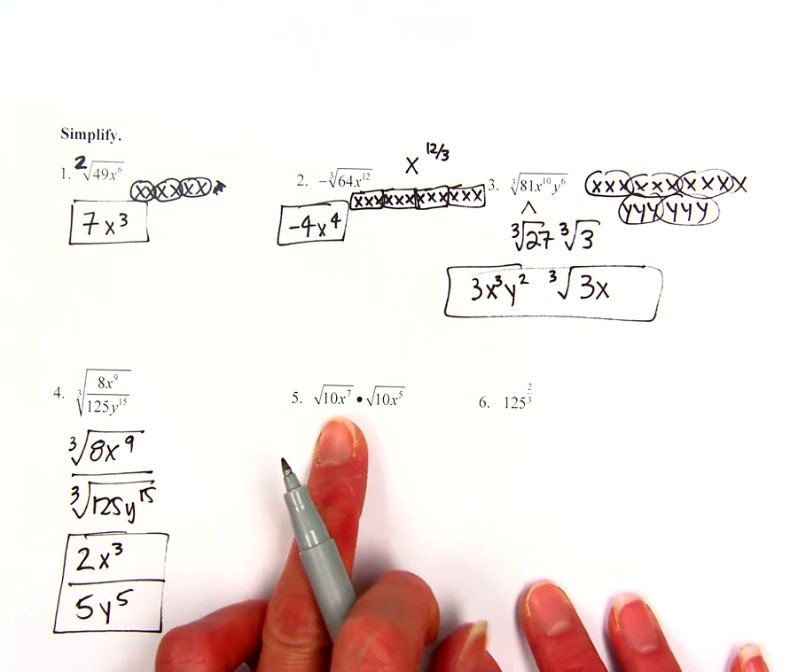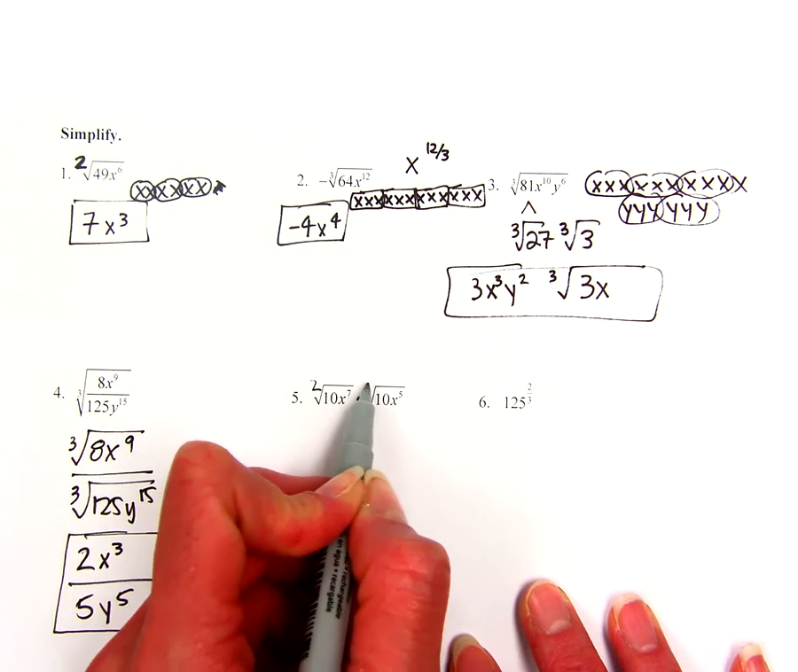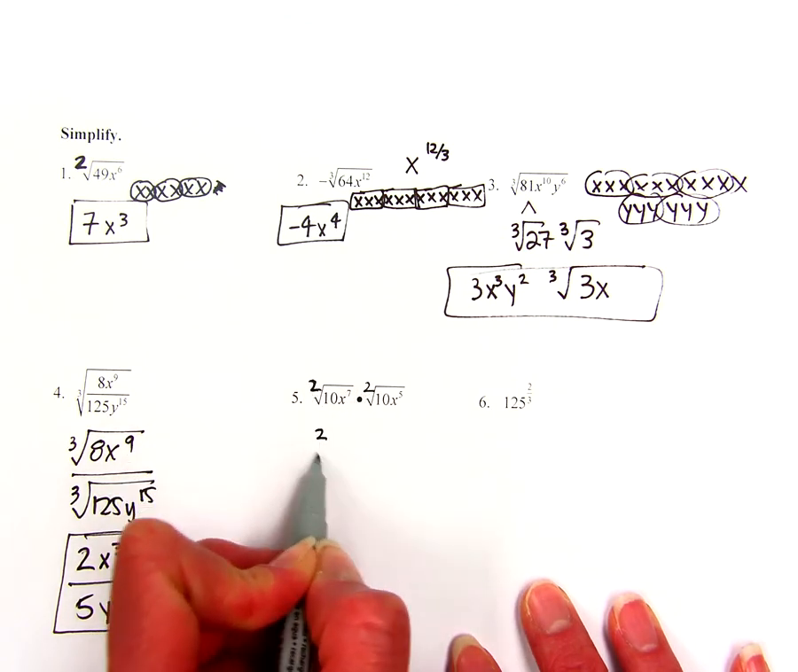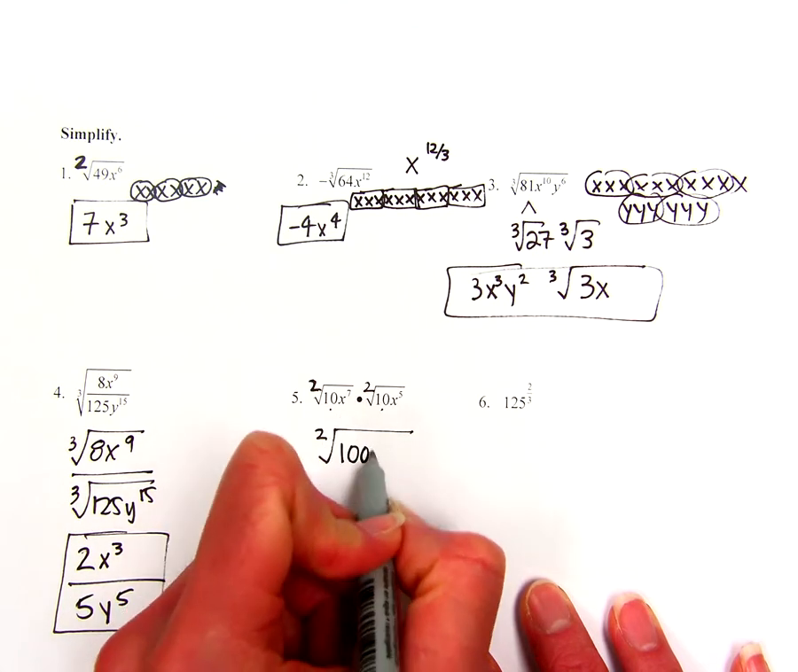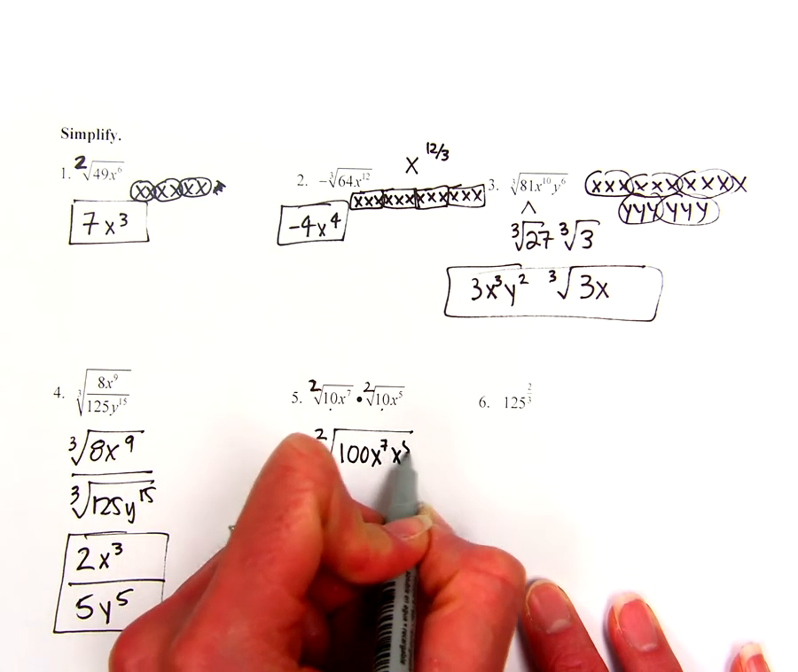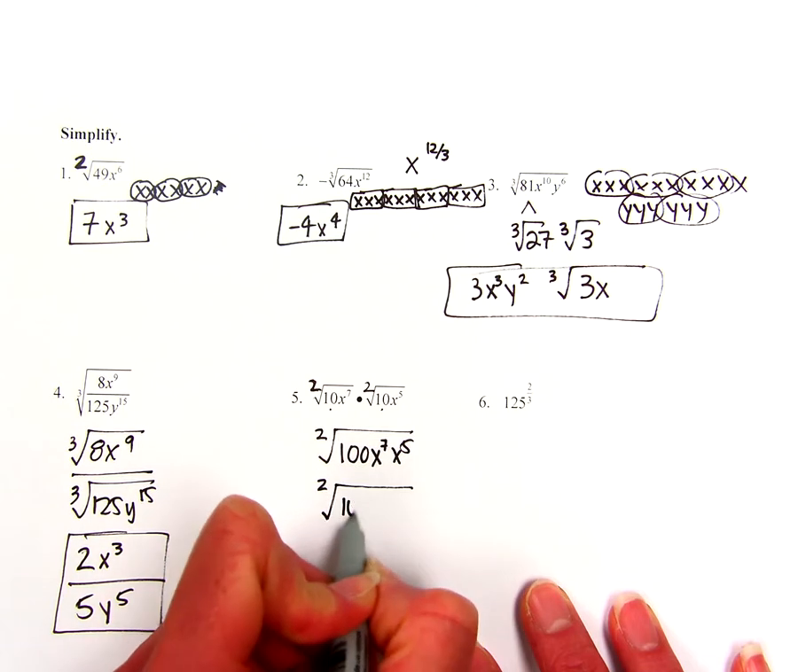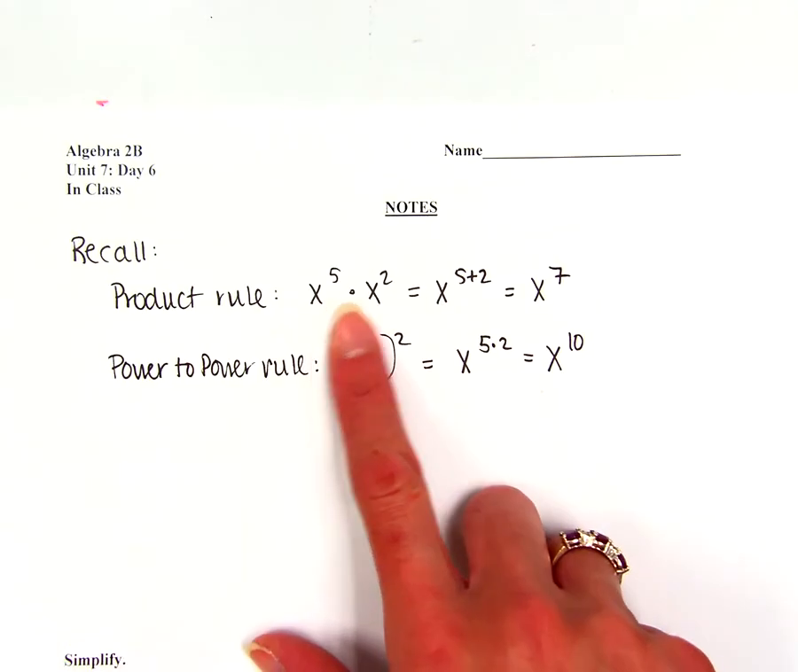All right, so we did this the other day where we take a square root and a square root, and we can multiply them, and it becomes another square root. So you just multiply the insides. 10 times 10 is 100. And x to the 7th and x to the 5th, you will add those. So that's a reminder of our product rule, right? If you multiply with the same base, you add your exponents.